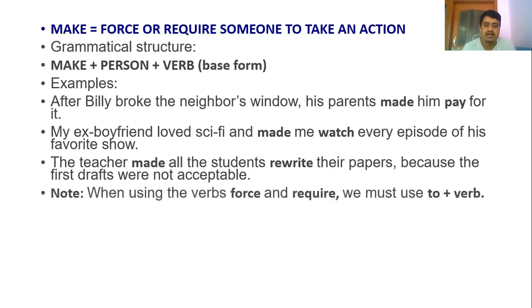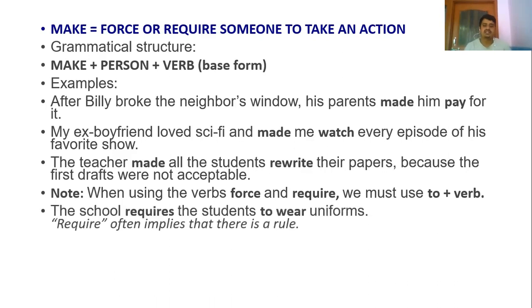When using the verbs force and require, we must use to plus verb. After force and require, we have to use to plus verb. Again, this sentence: his parents forced him to pay for it. My ex-boyfriend loved science fiction and forced me to watch every episode. In this way, you can change.